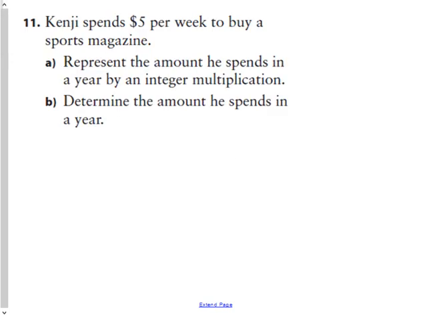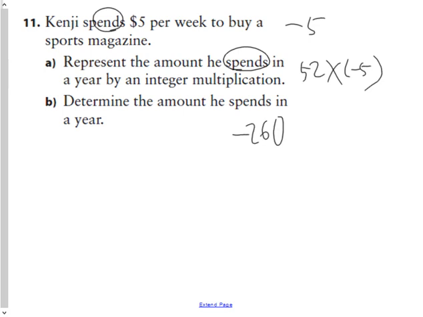Question 11 says, Kenji spends $5 per week to buy a sports magazine. Represent the amount he spends in a year by integer multiplication. If he's spending money, we're going to think of that as being a negative effect on him. So we're going to think of the cost of a magazine as being negative $5. If it's $5 per week and we want it per year, there are 52 weeks, or 52 groups of spending $5. That's the expression that represents how much he spends a year. And if I work that out, it would be negative 260.